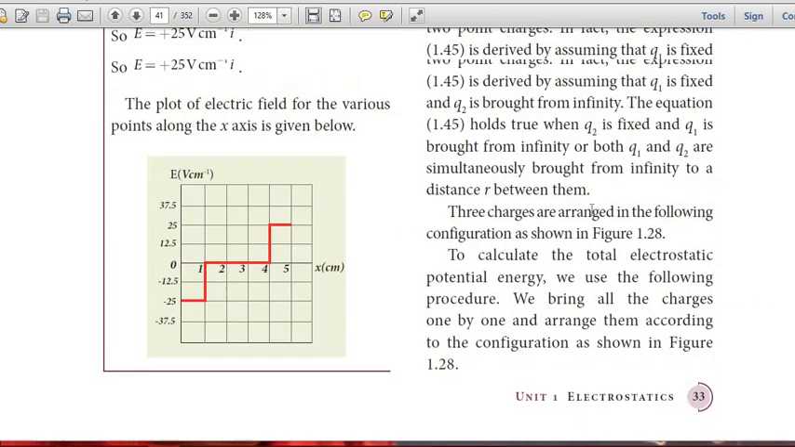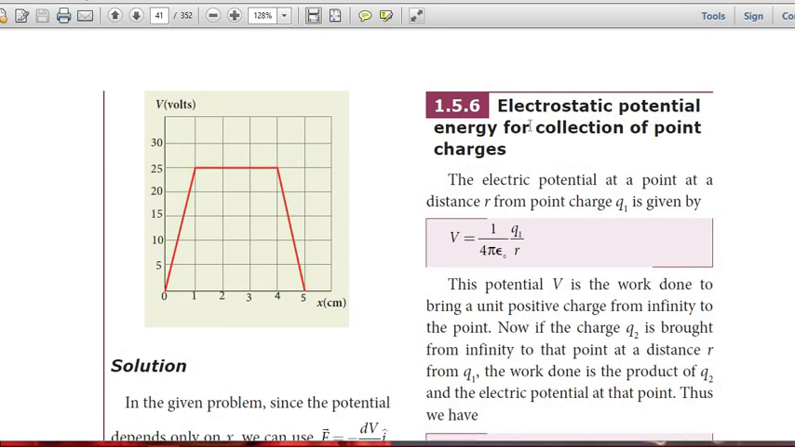In the next class, we will discuss in detail this electrostatic potential energy for collections of point charges, children.